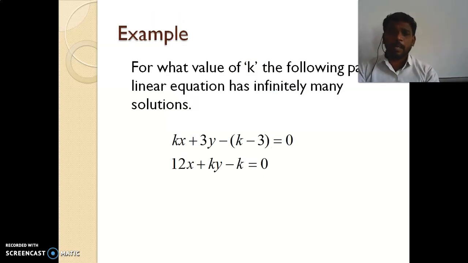For what values of k does the following pair of linear equations have infinitely many solutions? So here also a set of linear equations is given. Here also unknown values are involved. So how can you find out? What is the condition given here? The given system has infinitely many solutions. So how can we find the k value? By using the concept of infinitely many solutions only. Let us see the solution video now.